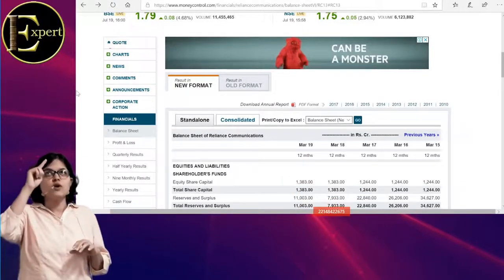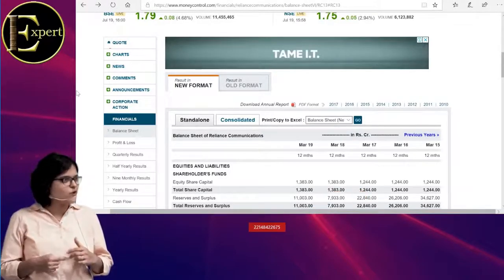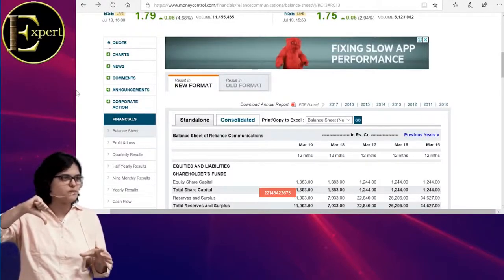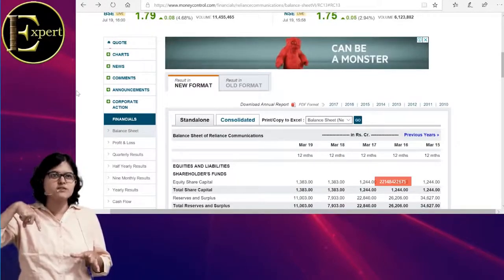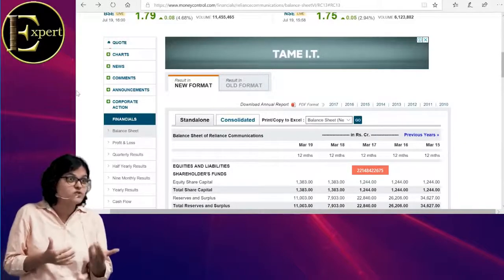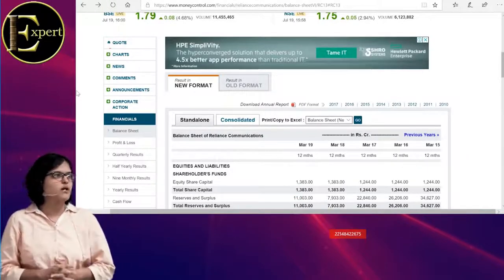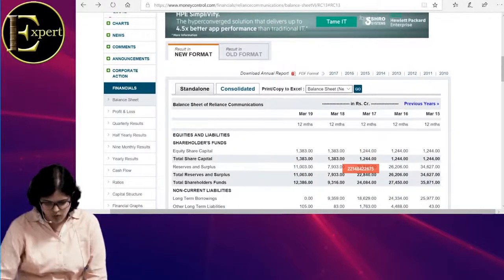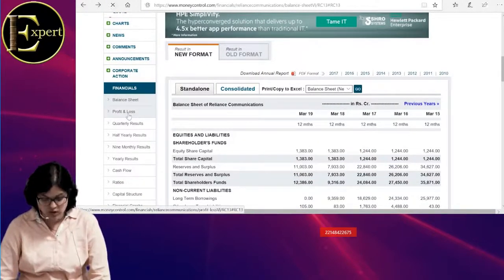If you are getting a good score, let us say 7 out of 8. So thumbs up is one score, thumbs down is 0, something like that. And if on an 8-point system, if you get 8 out of 8 or 7 out of 8, 6 out of 8 also, you may think about buying that company. Okay. So if you go, this is Reliance Industries, Reliance Communication.